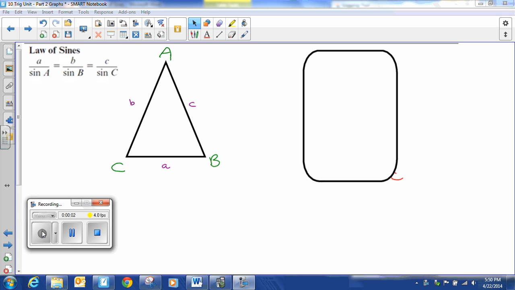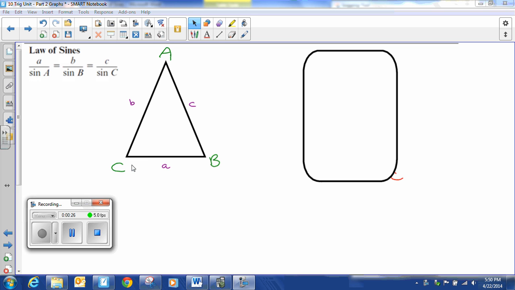The law of sines. This is found on your reference sheet, and it's basically a proportion. A over sine A equals B over sine B equals C over sine C. And of course, all of the numerators are side lengths. All of the denominators are sines of the vertices, or the angles rather.